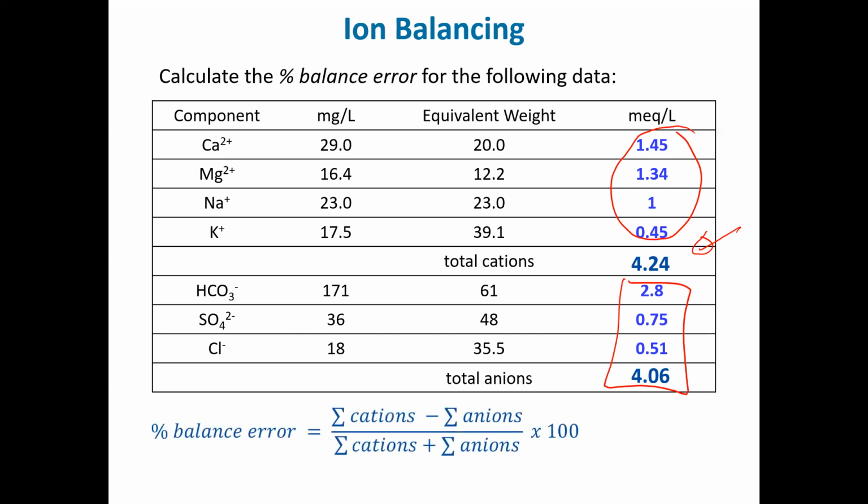So that balancing error formula, remember, looks something like this. Basically, I'm going to take 4.24 minus 4.06. That's the cations minus the anions, and then the total cations plus anions are 4.24 plus 4.06. We're going to multiply that value by 100, and we're going to get 2.2%. So that's pretty good.